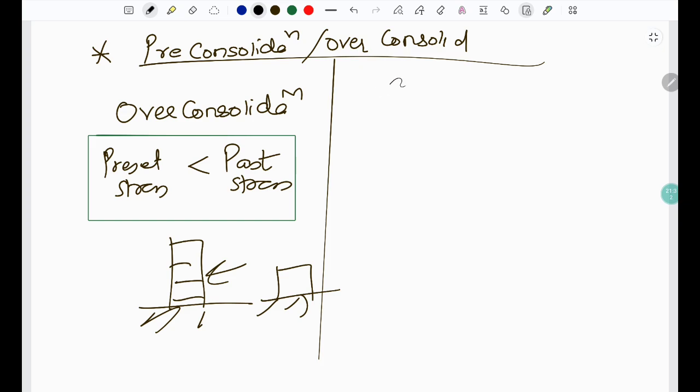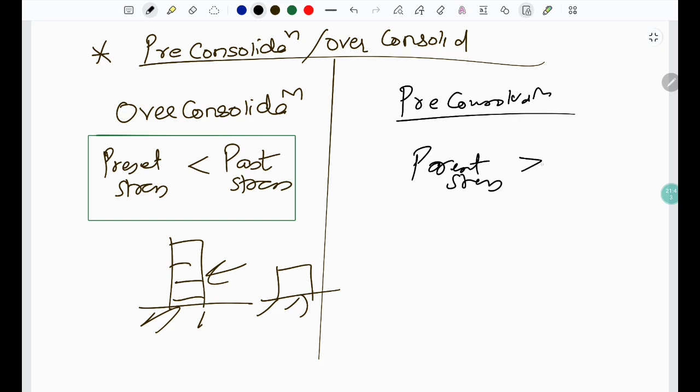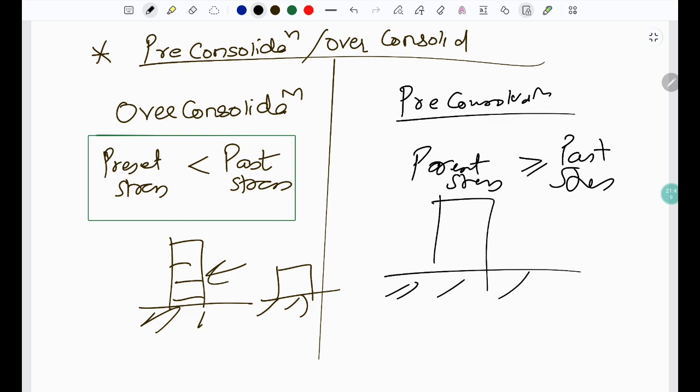And then we have the pre-consolidated soil, where the present stress is greater than or equal to the past stress. That is, now we have applied a stress on this soil that it has not seen in its history. That is, say, earlier it had only 80 kilopascal of stress, but now we gave 120 kilopascal. So now it will behave as a pre-consolidated or normally consolidated soil. Sorry, I was wrong. Pre-consolidation and over consolidation are one and the same thing. We will call it normally consolidated soil.